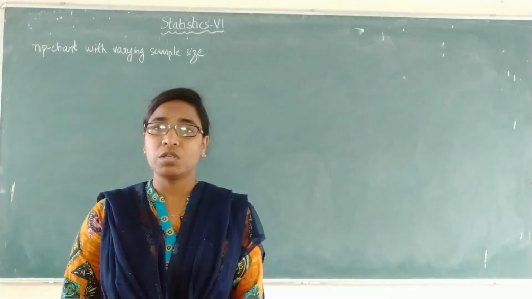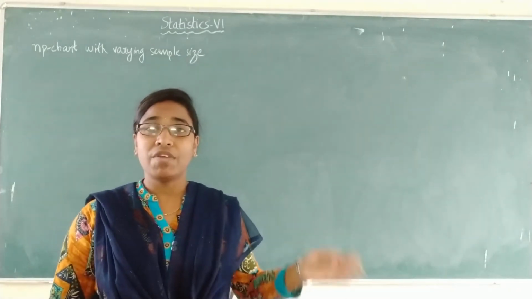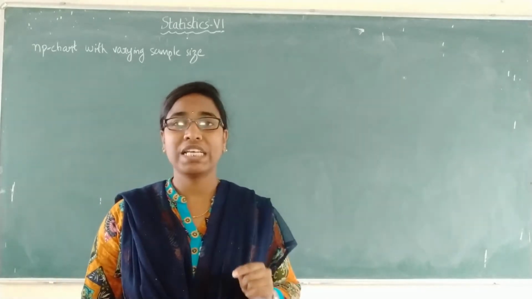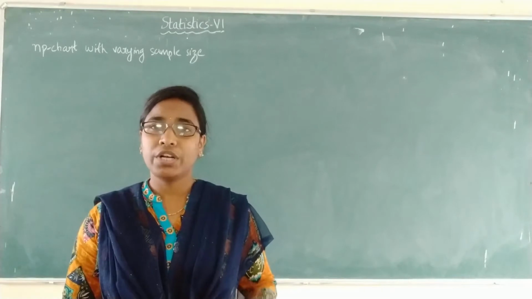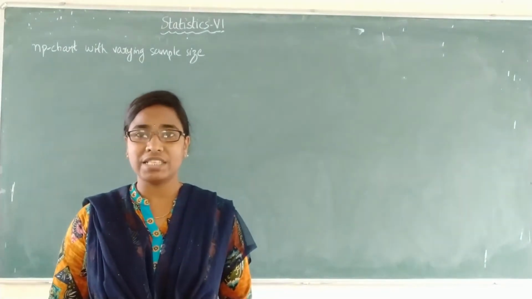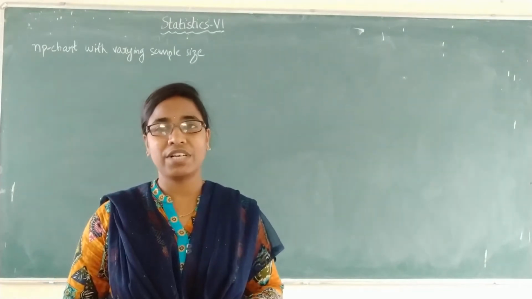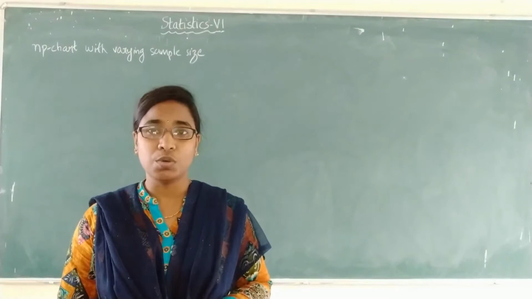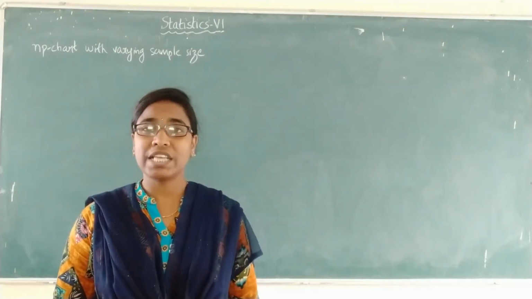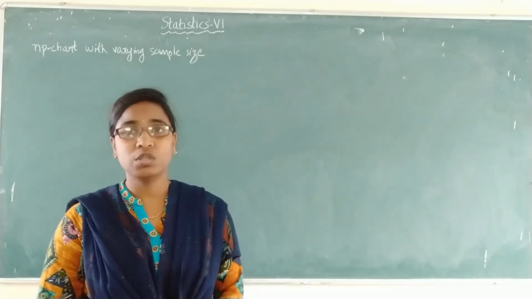In P chart also, we have done P chart for varying sample size, where we have created columns for the UCL and LCL values also. That means for every sample, we got different UCLs and different LCLs. In NP chart, along with different UCLs and different LCLs, we will be getting the different CLs also, because CL of NP chart is N into P, right? So there we have N value, the CL also changes.